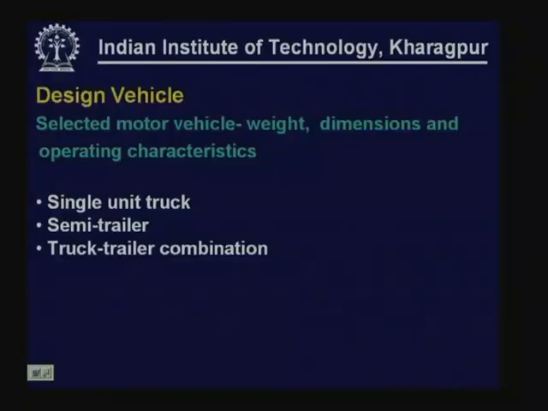There are different types of vehicles that are considered as design vehicles. Say for Indian conditions, single unit truck, semi-trailer, and truck-trailer combination, all these vehicles can be used as design vehicles. Other countries have also specified design vehicles, and for the design vehicles, the dimensions and all other features are established. So, once the design vehicle is selected, all the geometric features are to be designed, making them compatible with the requirements of the design vehicle.